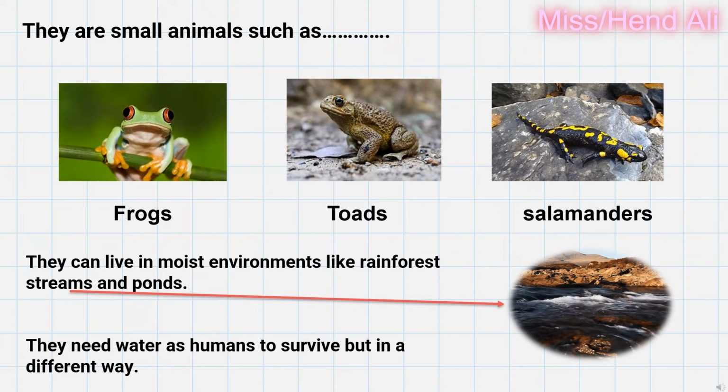Okay, where can we find them? We can find frogs, toads, and salamanders in moist environments like rainforest streams and ponds. So we can find frogs, toads, salamanders, or any amphibian in moist environments like rainforest streams and ponds. They need water as humans do to survive, but in a different way.